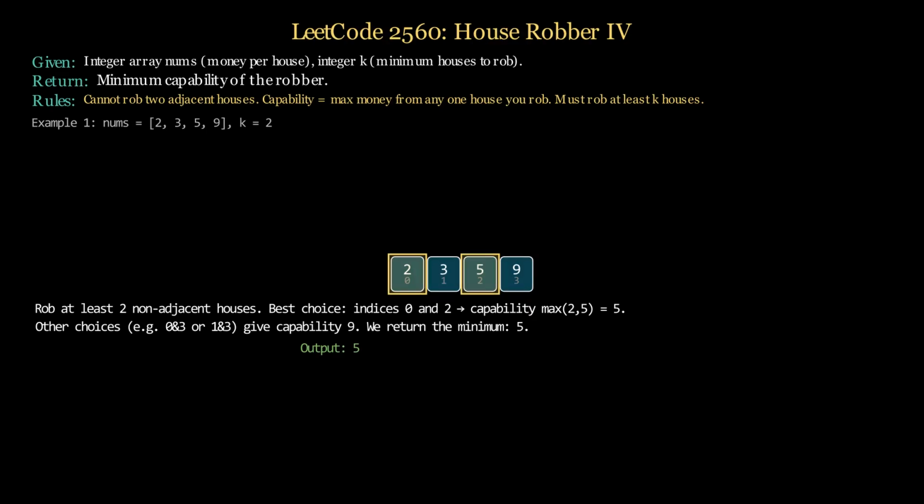Leetcode 2560, House Robber 4. Rob at least k non-adjacent houses. Capability is the max you take from any one house, we want the minimum capability. Example, rob 2 houses. Best choice is indices 0 and 2, capability 5. Other choices give 9. So we return 5.